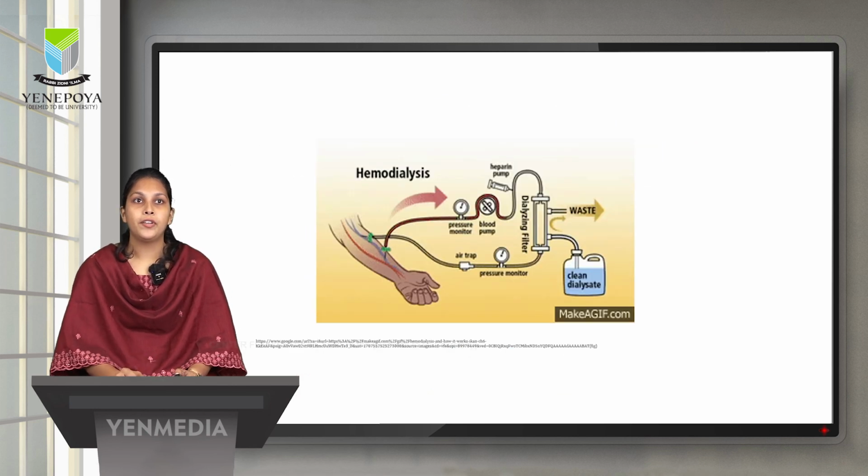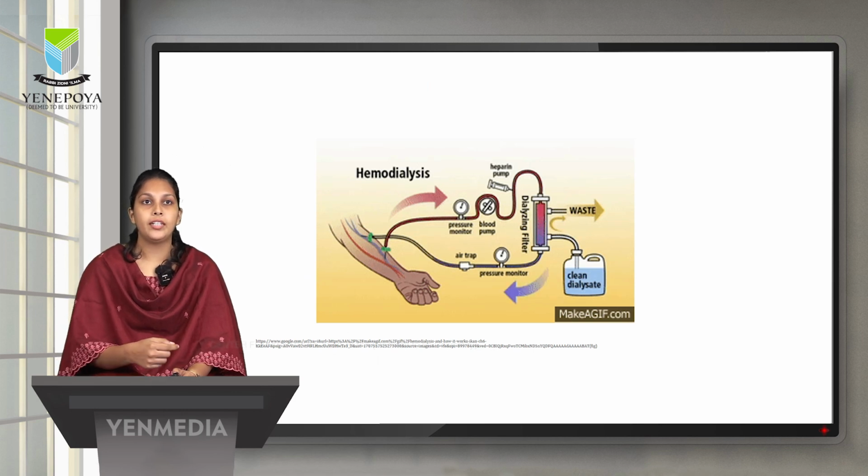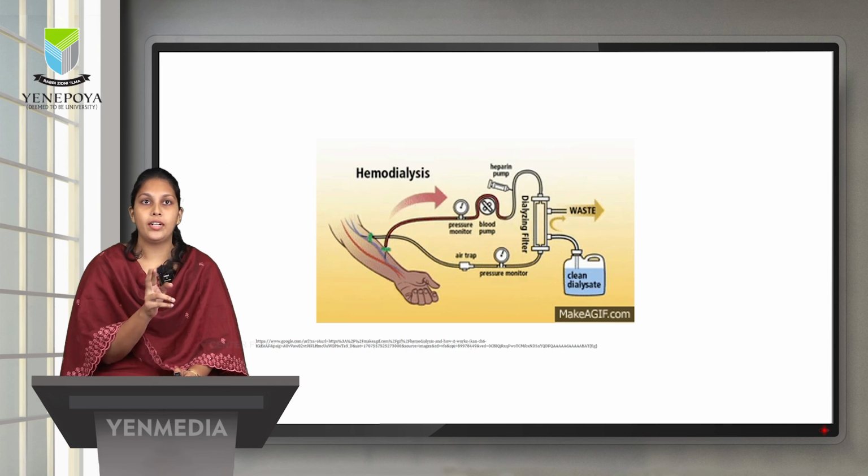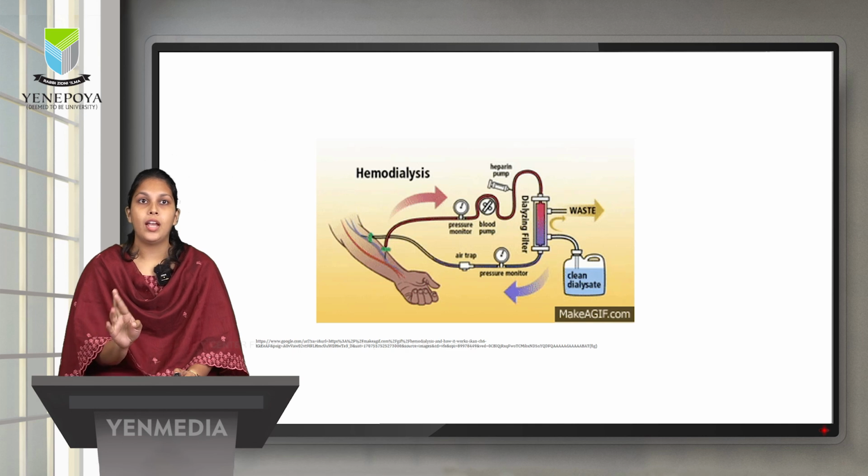This is the working of hemodialysis. You can see that from one artery, the blood is taken out and circulated in an extracorporeal circuit. In the dialyzer, it is cleaned by the dialysate; clean dialysate enters the dialyzer, and the waste dialysate is removed and the blood is returned back to the body. In a dialyzer, there are two compartments, the blood compartment and the dialysate compartment.